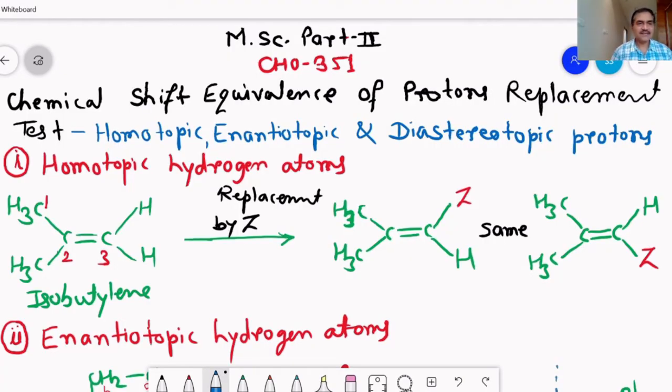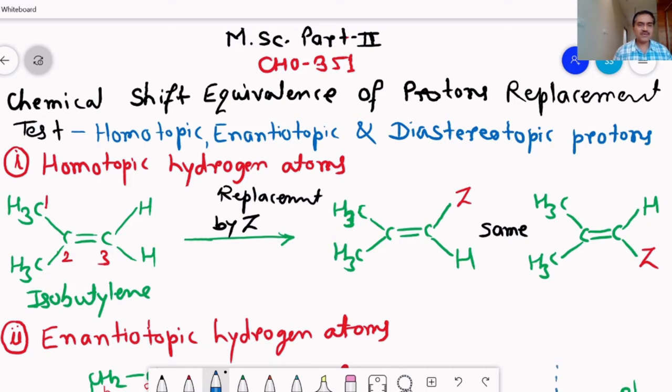Good morning. Today we will see the chemical shift equivalence of protons replacement test. It is for homotopic, enantiotopic and diastereotopic protons. First of all, we will see the homotopic hydrogen atoms. For this we consider isobutylene as an example.